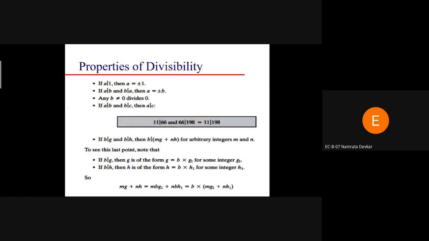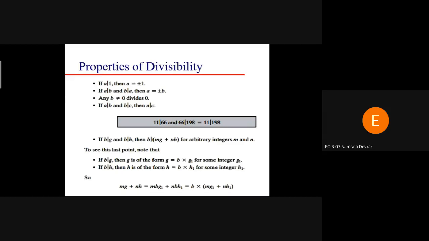If we go with the properties of divisibility, we have a number of properties. Based on this property, we can say that the number is properly divided. There should not be a remainder, so we can say the remainder is 0. Here are the various properties of divisibility.